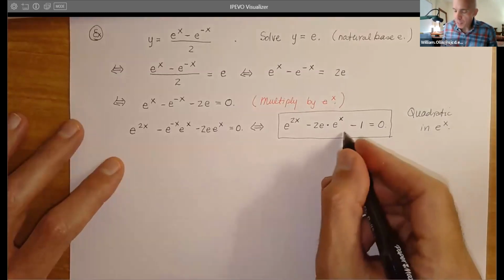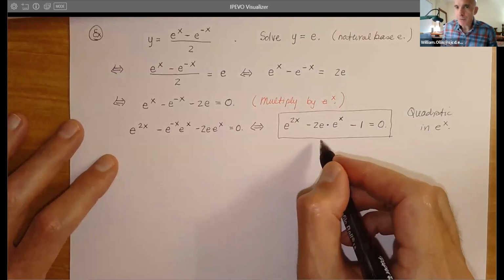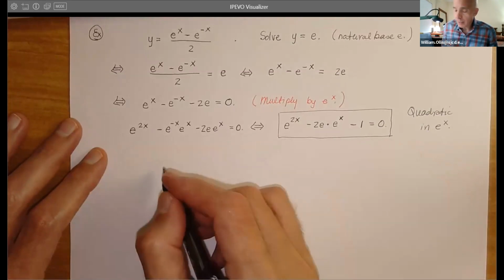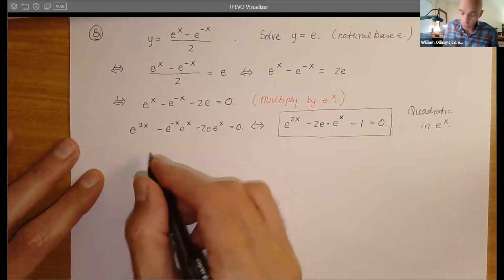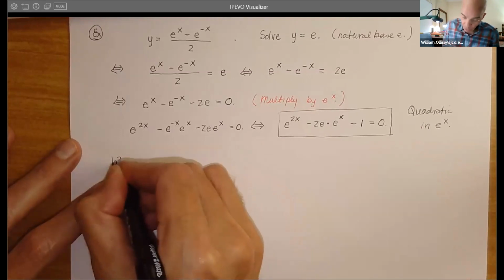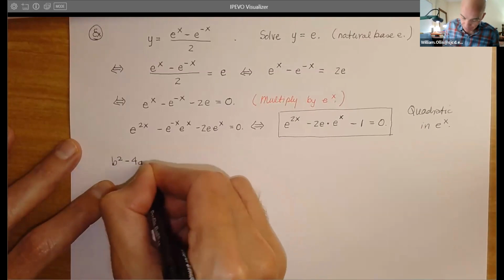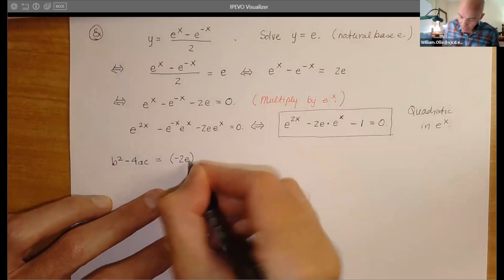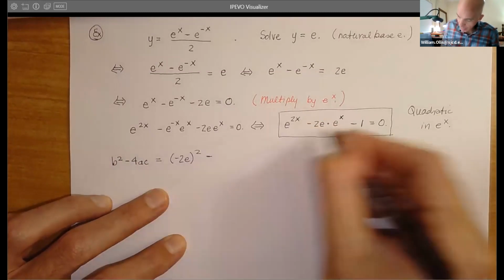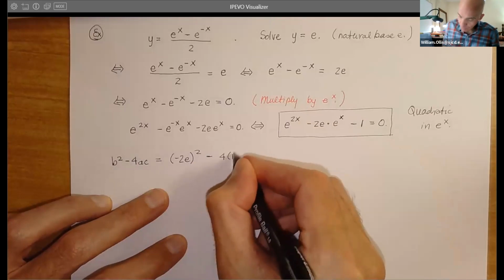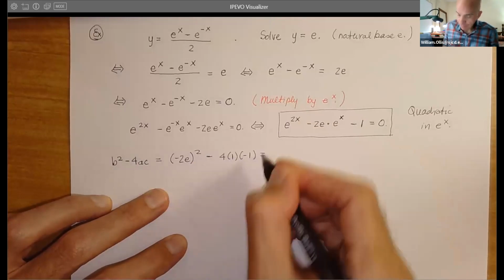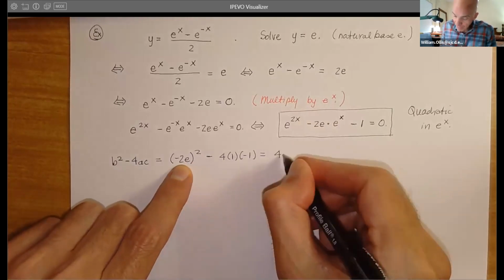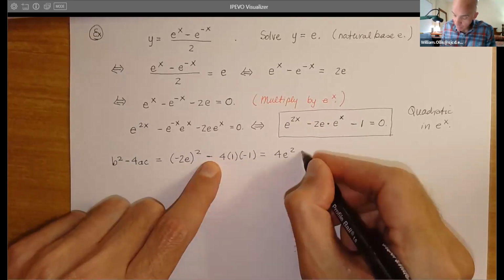Now the thing about this, you see that e there and you're thinking this will not factor. No hope. The AC method gives us a negative 1, and that's never going to give us that factor. So we look at the quadratic formula. So we have b squared minus 4ac. So we have negative 2e squared, minus 4 times 1 times negative 1. So again here, we've got 4e squared plus 4.